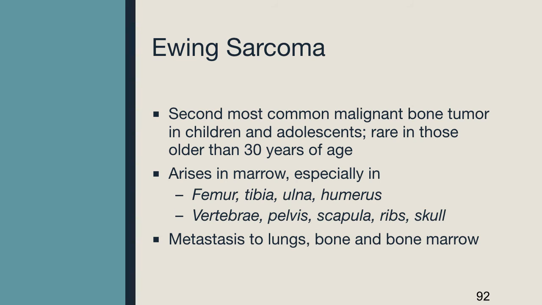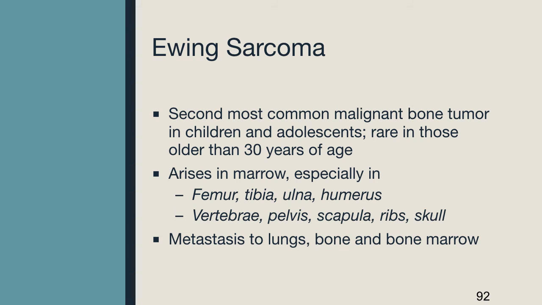Ewing sarcoma is the second most common malignant bone tumor in children and adolescents. It's rare in people that are older than 30 years of age. It usually arises in the marrow of the bone, especially in the femur, the tibia, the ulna, and the humerus. It can also arise in the vertebrae, the pelvis, the scapula, the ribs, and the skull.